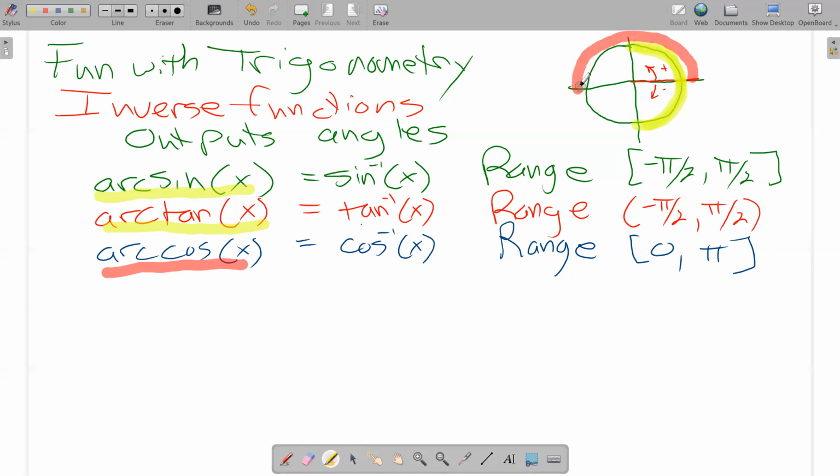So if we ever need an angle that's outside of either of these ranges, then we have to use some circle symmetry to figure out what angles those are. And we'll get to that a little later today. So that's the summary of those. Let's use them.